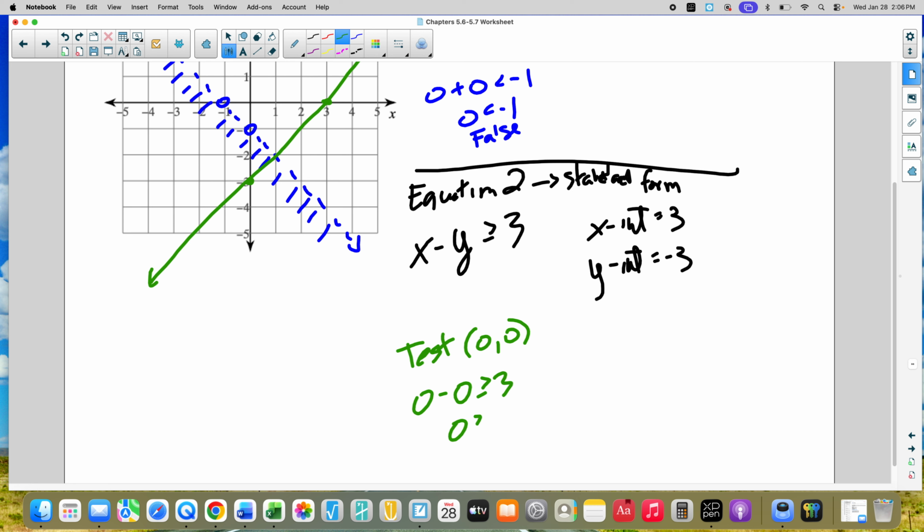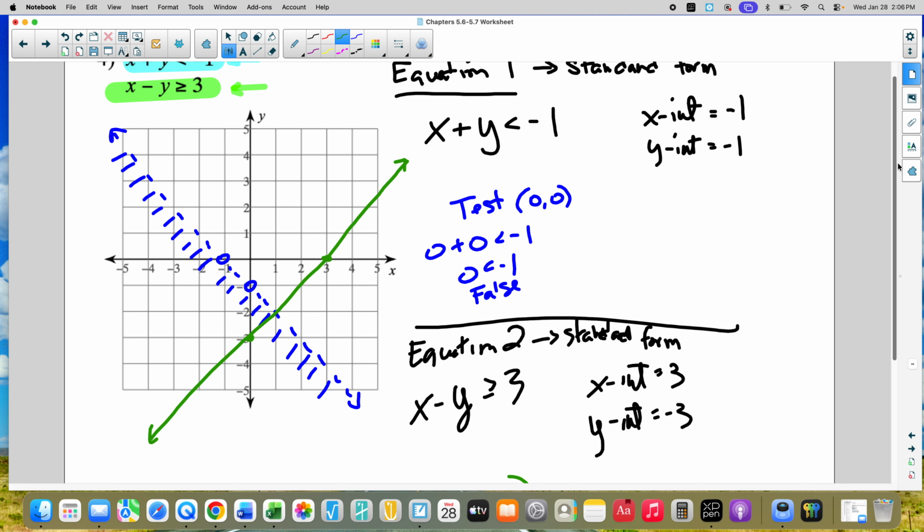Is 0 greater than or equal to 3? No, that's false. So to this green line, this is false. All the points on that side of the green border are false, so I need to go to the other side to shade the true.